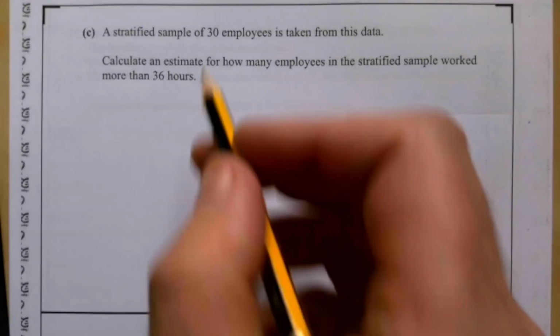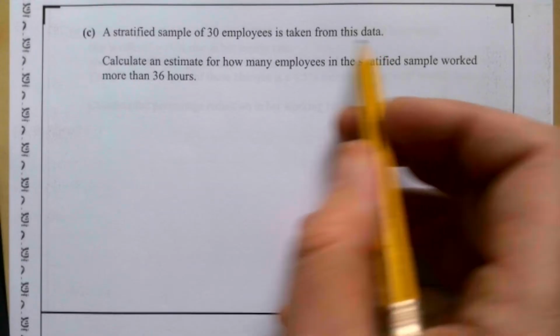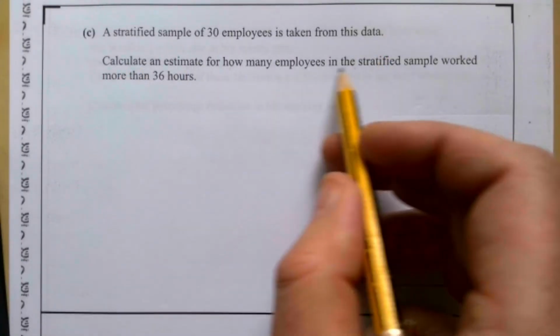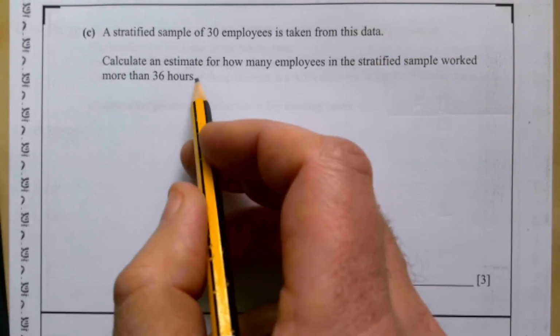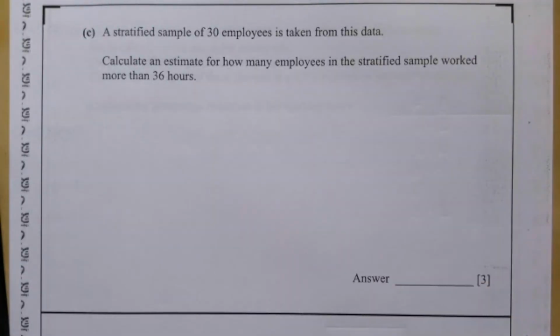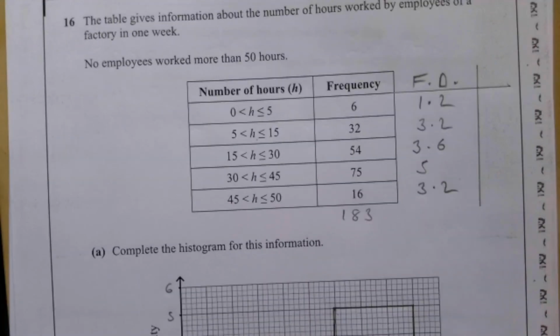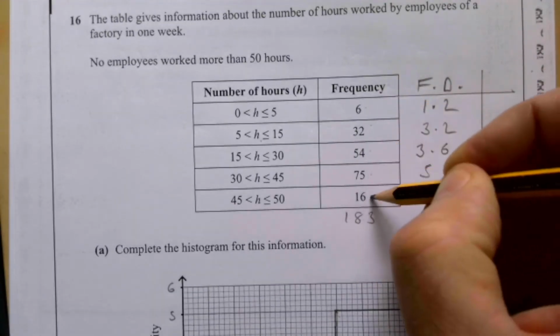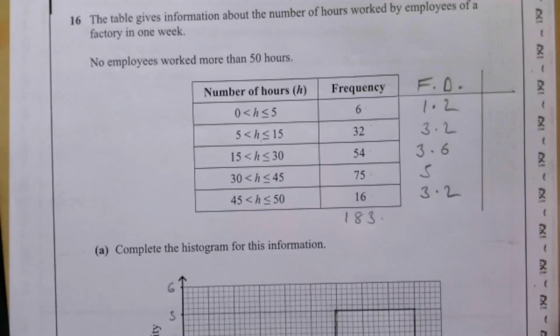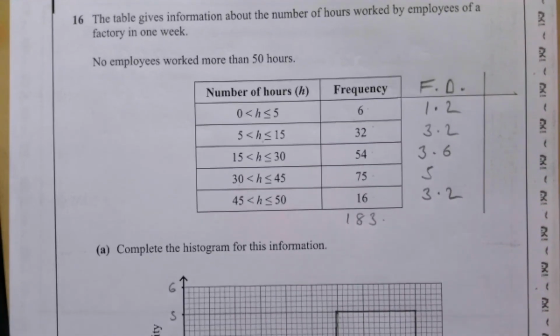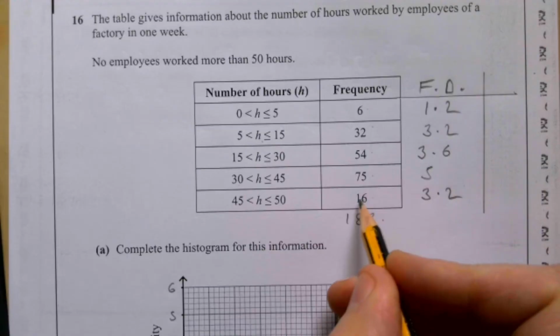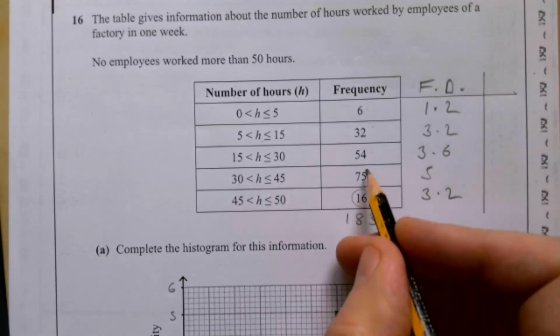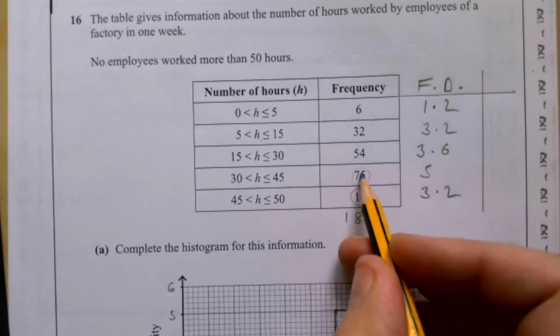Okay, a stratified sample of 30 employees is taken from this data. Calculate an estimate for how many employees in a stratified sample worked more than 36 hours. So we need to work out how many work more than 36 hours anyway. We need to know how many employees we're dealing with. So I've already added that up. So 6 plus 32 plus 54 plus 75 plus 16 gives us 183. And we need to know how many worked more than 36 hours. So all those people worked more than 36 hours, and some of these people. So we just do our best guess here.